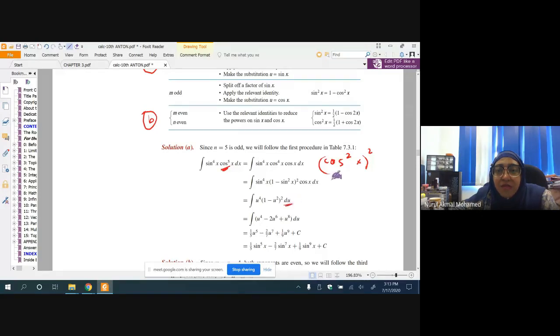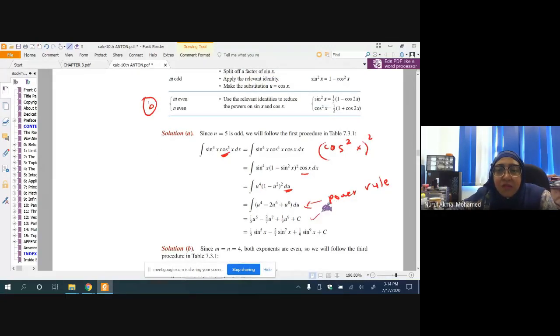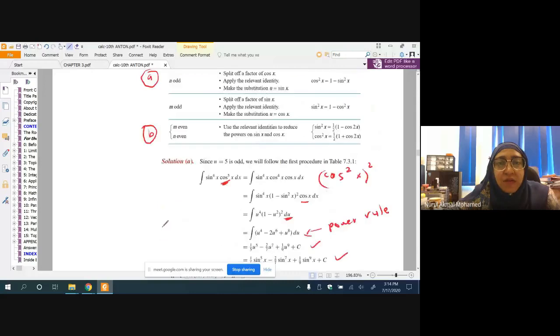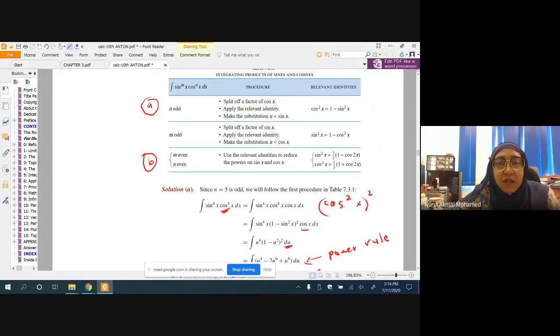in the process of changing from dx to du. So this part here will be cancelled out. So this is just powers of u, which can be solved by using the power rule. And after you solve in terms of u, you can substitute back so that everything will be in terms of x. For B, we have to follow the third procedure here, the third case here.